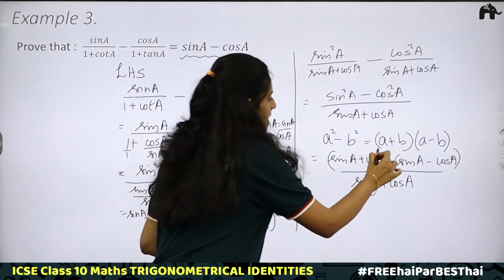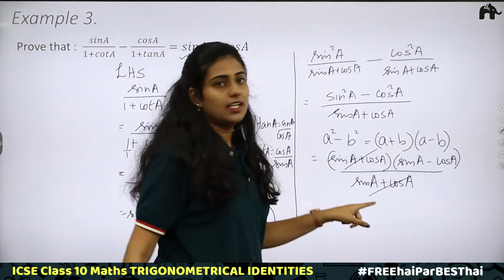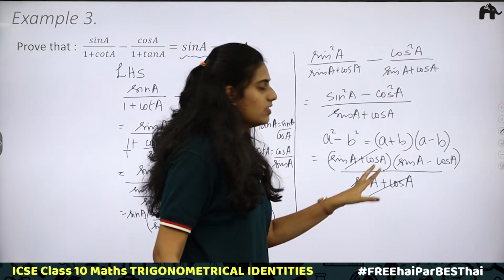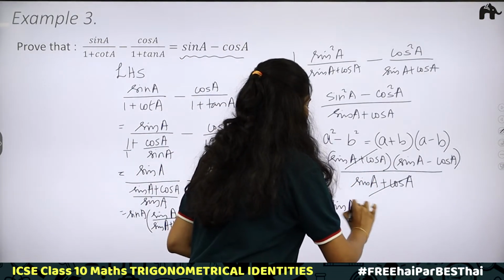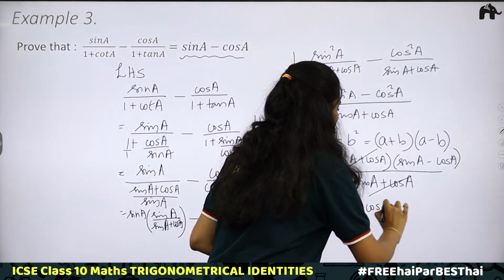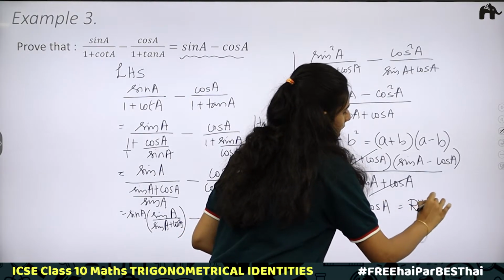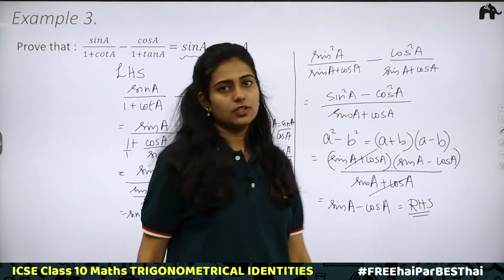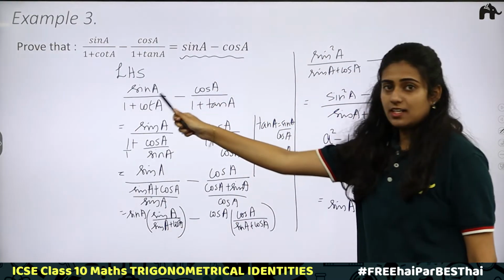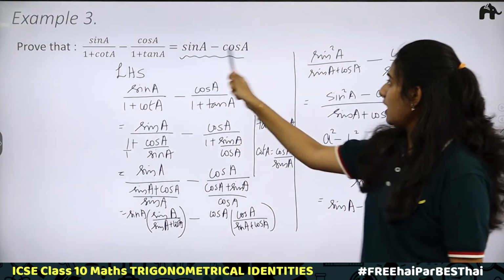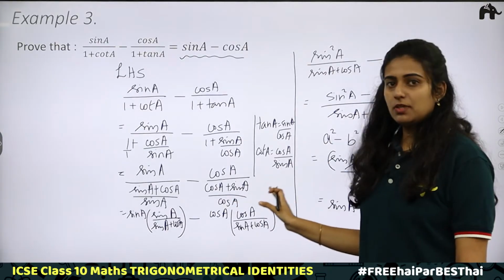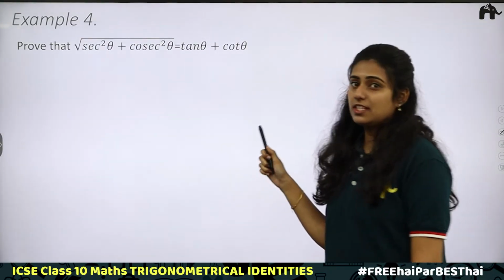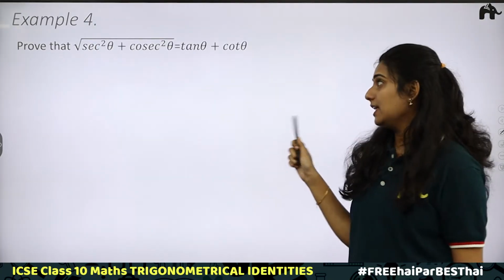Okay, we can cancel these. Numerator and denominator we have sin A plus cos A, which we cancel. Then the remaining is sin A minus cos A, which is the required right hand side. Okay. Left hand side we have started and we reached the right hand side, which is sin A minus cos A. Clear? Understood this problem? Next, example 4. This is a question that came for ICSE board exam 2018.